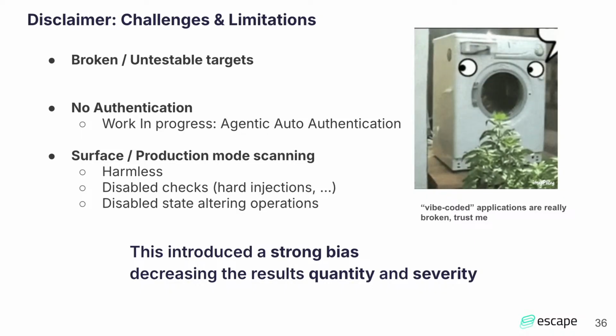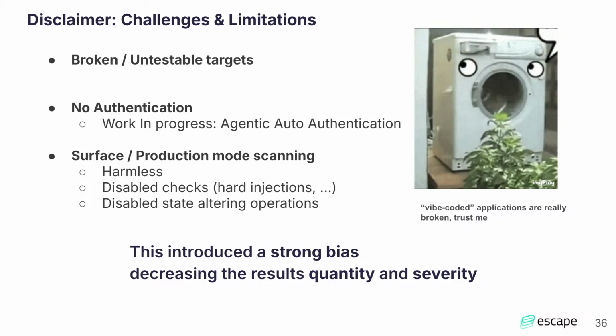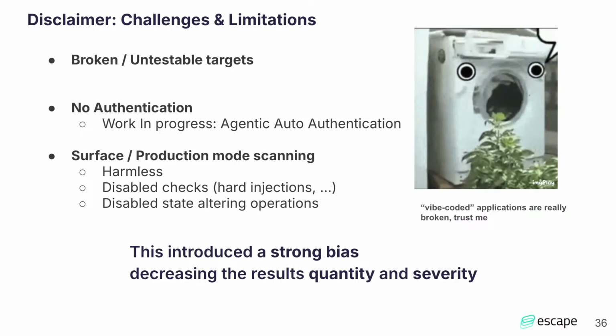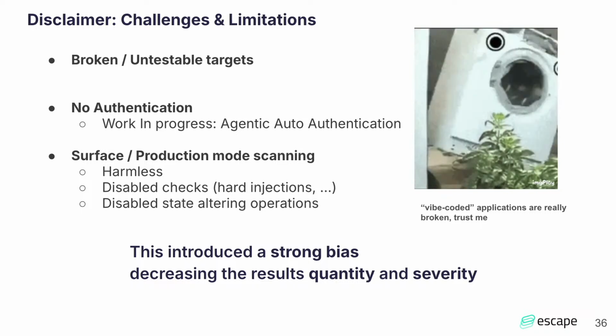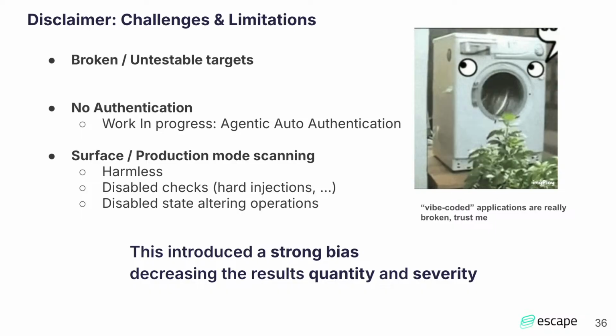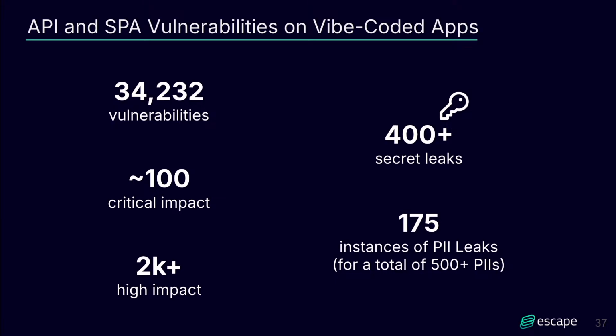And also, we ran all of our scanners in a surface or production mode, which means we made them as harmless as possible, not to break stuff on the internet for people that did not ask us to. So we disabled a lot of checks, like very hard injections, etc., and we disabled state-altering operations like POST, or like delete user, or stuff like that. But we still found quite a lot of stuff, quite a lot of nasty stuff. Around 35,000 vulnerabilities, of which we identified 100 as critical and manually reviewed the critical and high ones, 2,000 high-impact ones, and a lot of secret leaks and personal data leaks too.